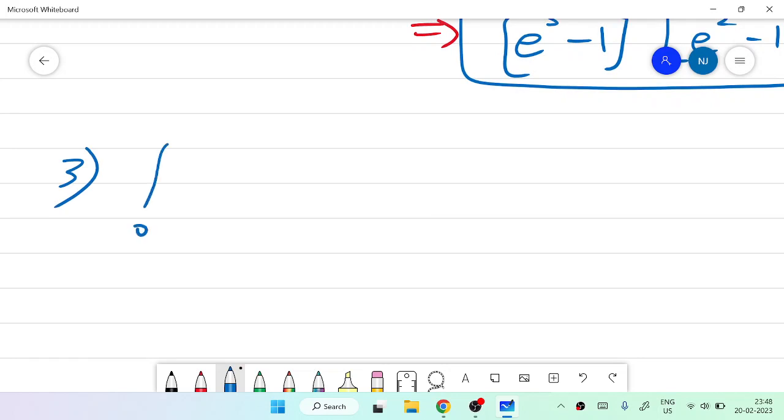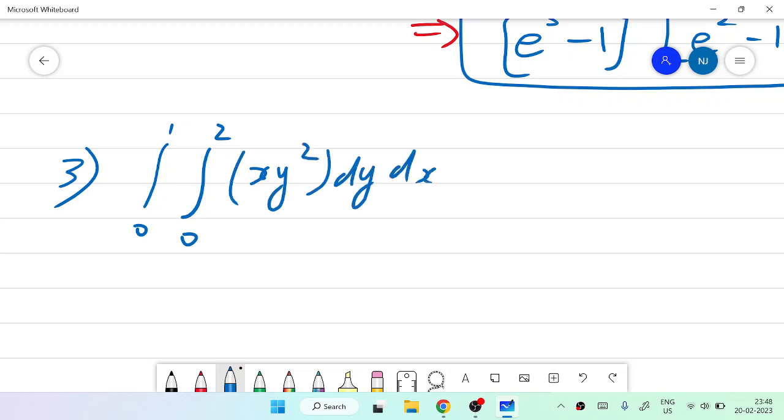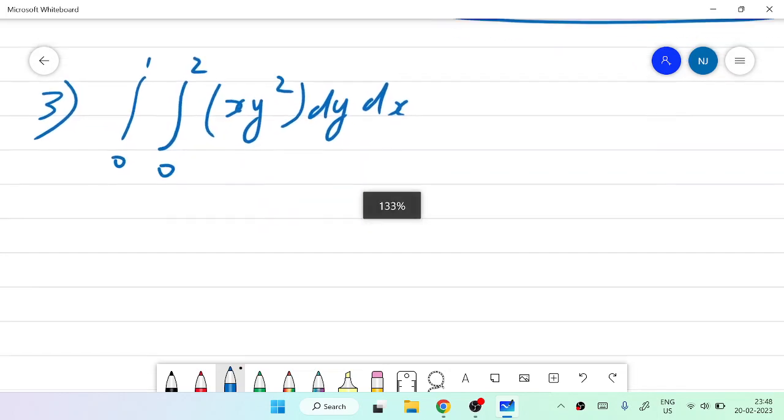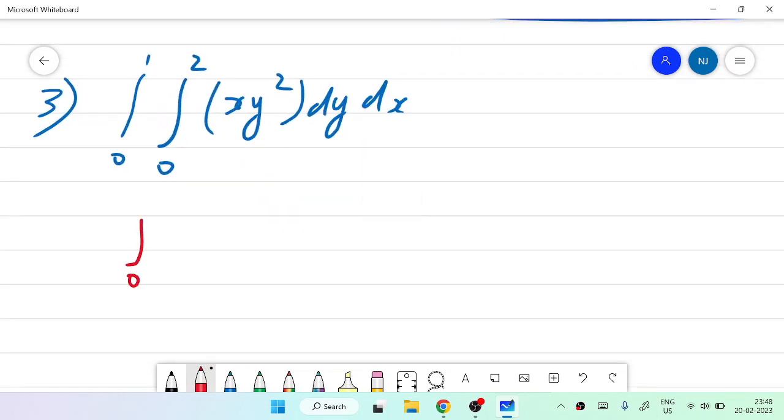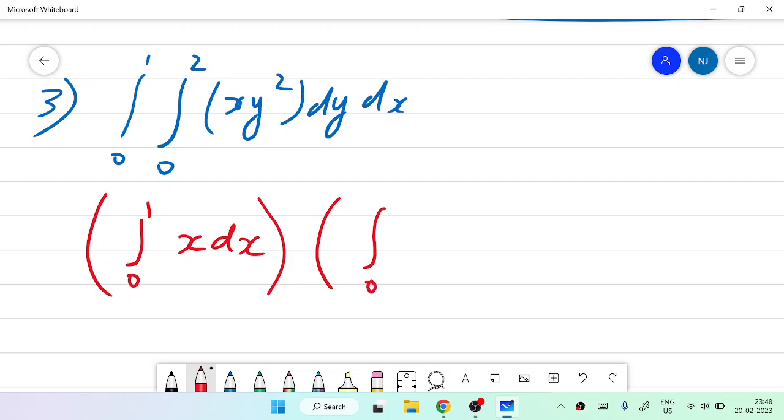Which is the integral over 0 to 1, integral over 0 to 2, of x y square dy dx. So the first thing I am going to do is split the x and y terms. In future integrations, we can get terms like x separate, y separate like that. See this problem: integral over 0 to 1 of x dx. This is one term. Then integral over 0 to 2 of y square dy.